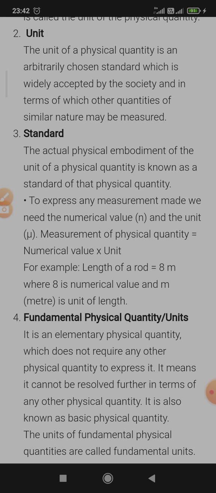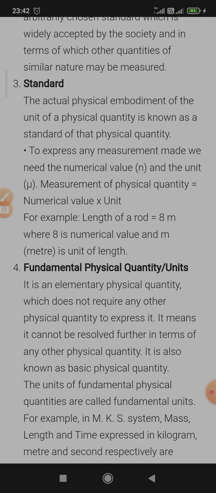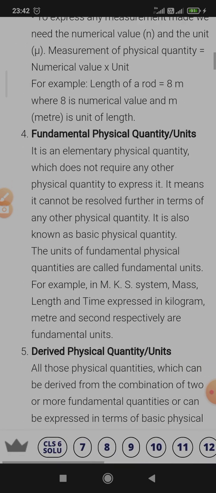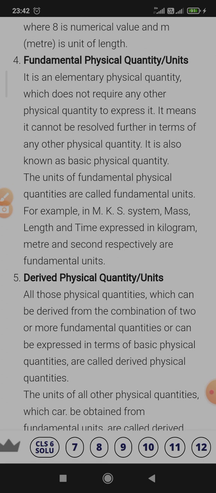Unit of a physical quantity is an arbitrarily chosen standard which is widely accepted by the society and in terms of which other quantities of similar nature may be measured.